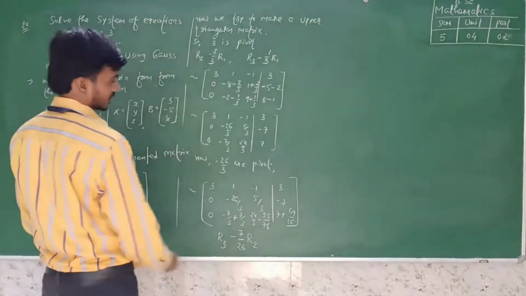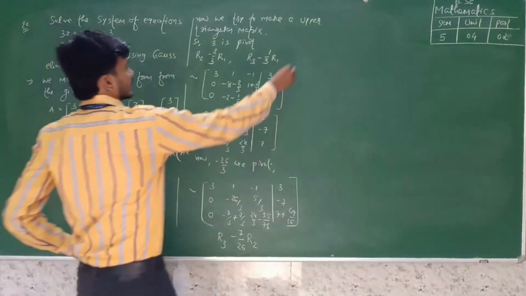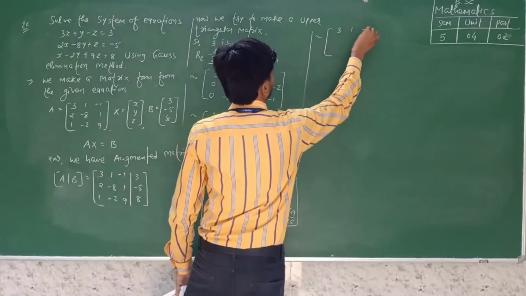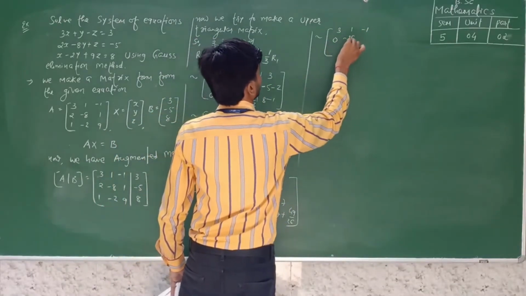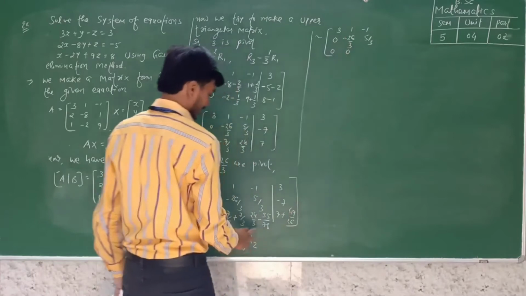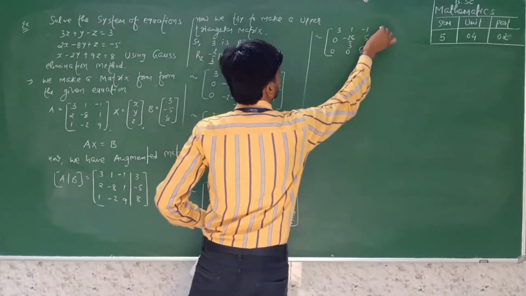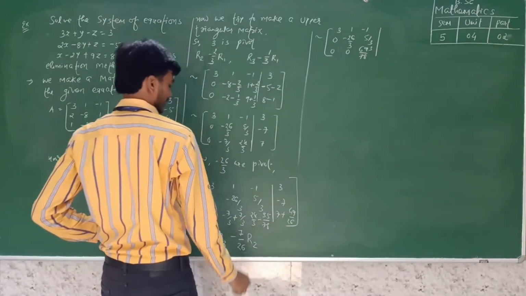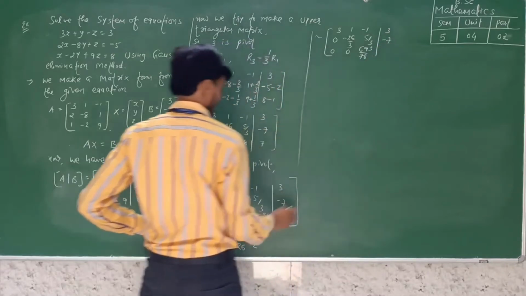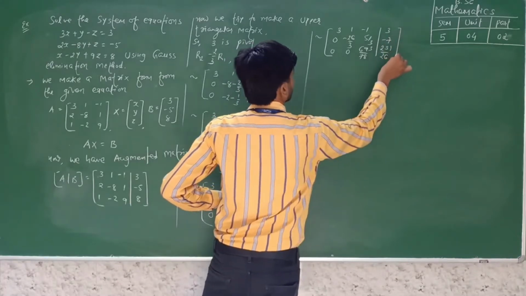49 upon 26 will be added there. So this matrix can be written as 3 1 minus 1, 0 minus 26 upon 3, 5 upon 3, 0 0, and the LCM is 78, so 693 upon 78. The right-hand side is 3, minus 7, and the solution of this expression is 231 by 26.